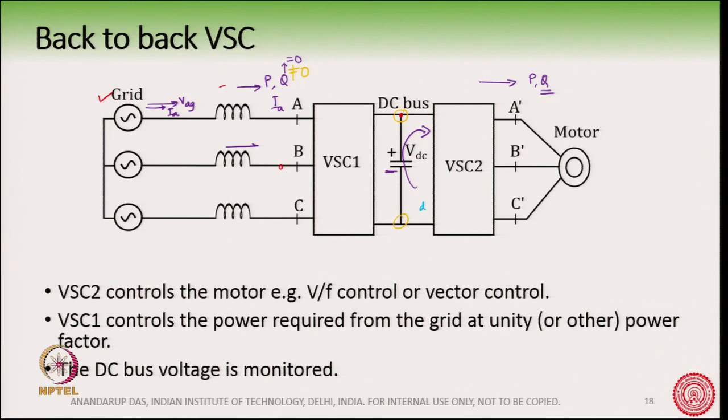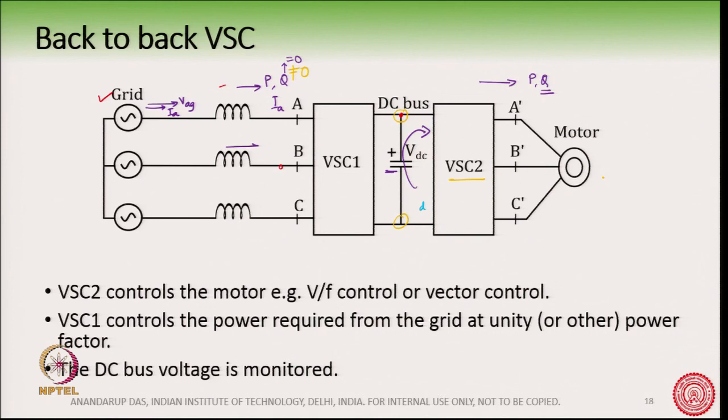This is the overall back to back VSC arrangement, where the DC bus and the voltage produced by the two converters VSC1 and VSC2 can control the whole circuit. We will see the control diagram after we study the dynamic modeling. Remember that VSC2 we have not talked about; we have only focused on the grid side control, but VSC2 is basically controlling the motor through some vector control or V by F control.